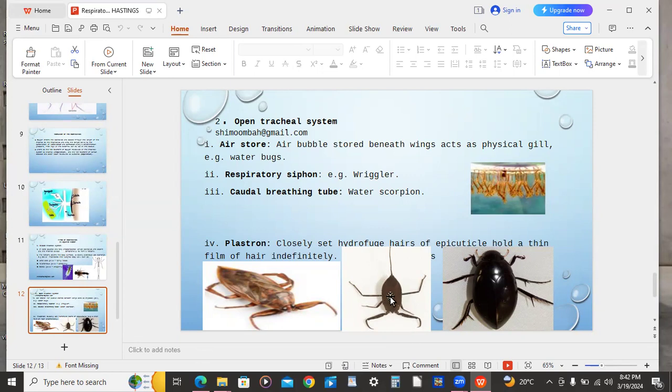And the last one from the open tracheal system is the plastron, which is closely set hydrophilic hairs on the cuticle that hold a thin film of air indefinitely, which is this one, the plastron.